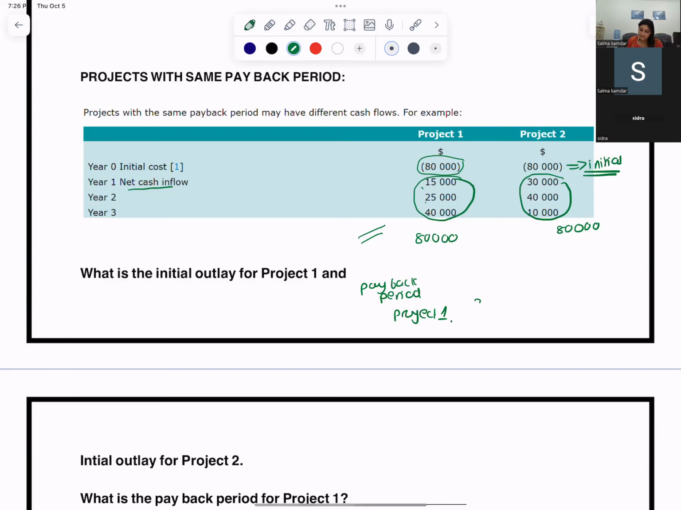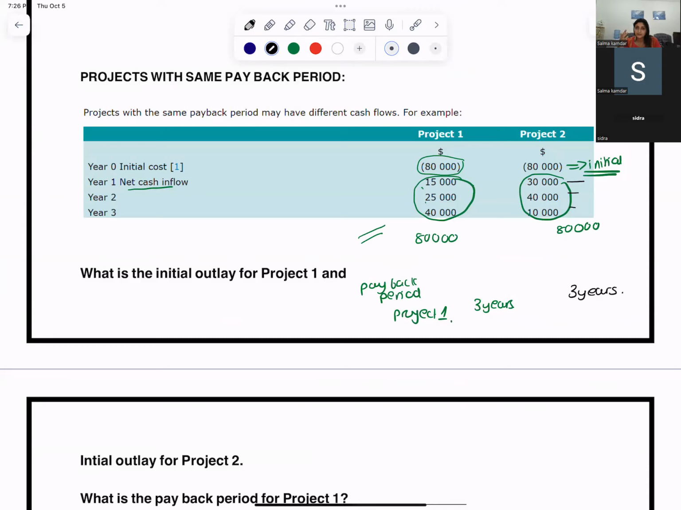3 years. Yes, 3 years, because it is taking me 3 years to recover the entire 80,000. Can you tell me the initial outlay for project 2? 80,000. Can you tell me the payback period for project 2? 3 years. That means 1, 2, and 3. It is taking me 3 years to recover the entire initial investment.